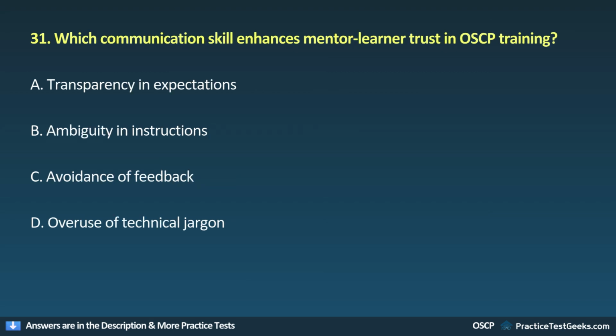31. Which communication skill enhances mentor-learner trust in OSCP training? A. Transparency in expectations. B. Ambiguity in instructions. C. Avoidance of feedback. D. Overuse of technical jargon.